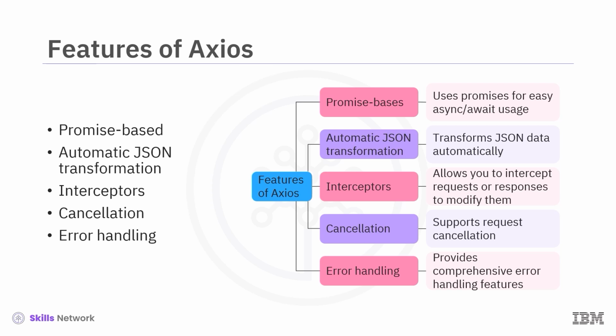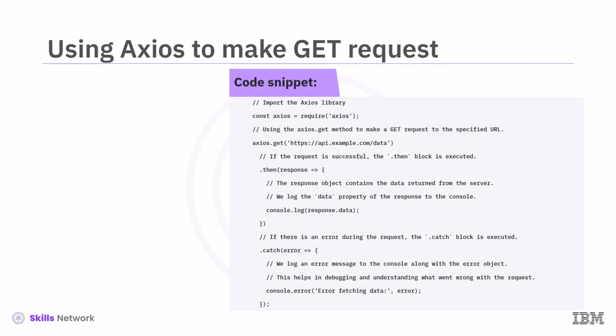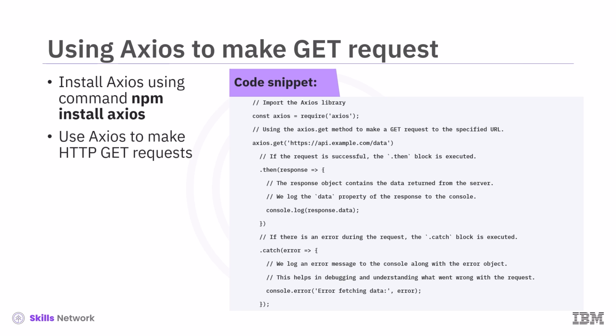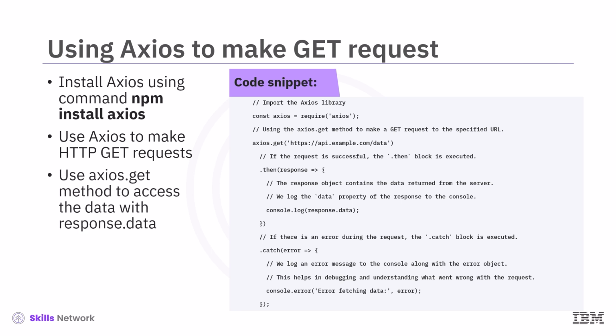Now let's use Axios to make a GET request in a practical example. As you can see in this code snippet, first, you need to install Axios. Once installed, you can use Axios and see how it simplifies making HTTP GET requests. The Axios.get method returns a promise that resolves with the response object. This allows you to access the data.